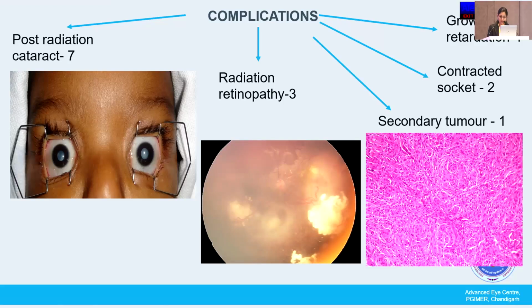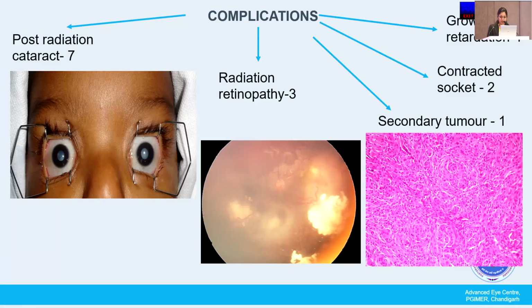Coming on to the complications that we encountered, the most common complication post-radiation was the presence of post-radiation cataract. It was present in 7 of our patients, and all of these were managed with phacoaspiration, with posterior chamber IOL, with anterior vitrectomy, and primary posterior capsulotomy. Radiation retinopathy involving the macula was present in 3 of our patients. All of these were managed with three doses of intravitreal anti-VEGFs, that is ranibizumab.